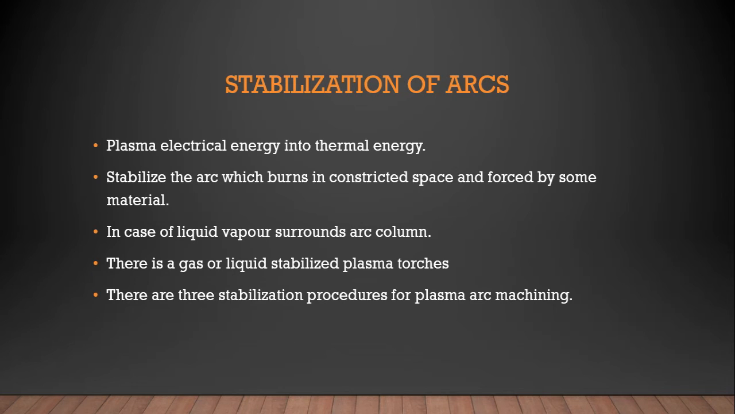Plasma converts electrical energy into thermal energy. It stabilizes the arc, which burns in a confined space and is constrained by some material. In case a liquid vapor surrounds the arc column, there are gas or liquid stabilized plasma torches. There are three stabilization processes for plasma arc machining.